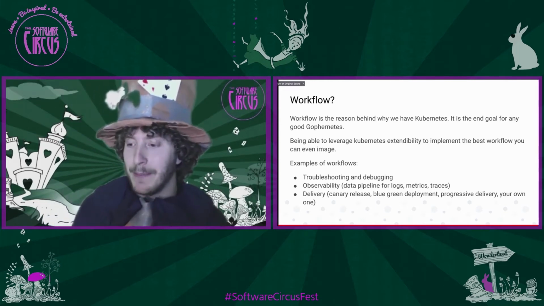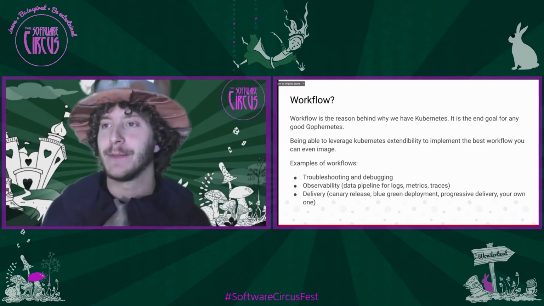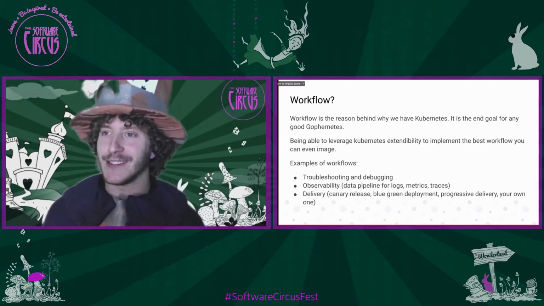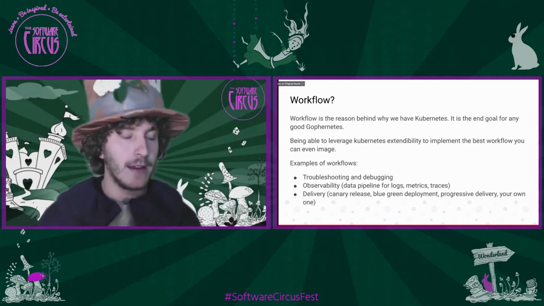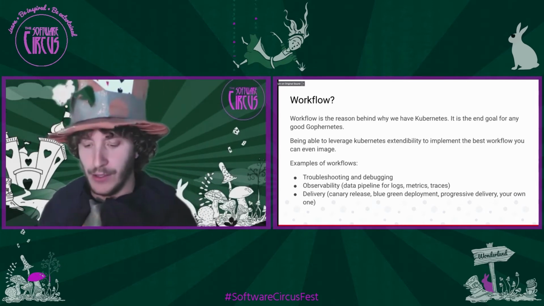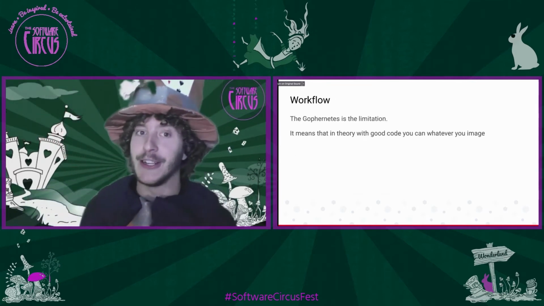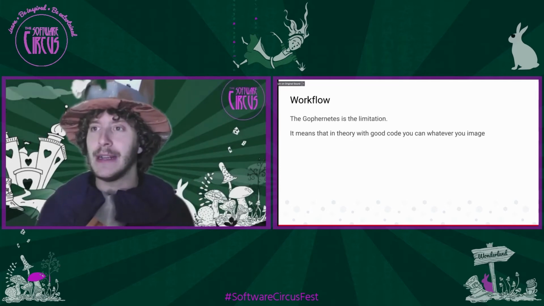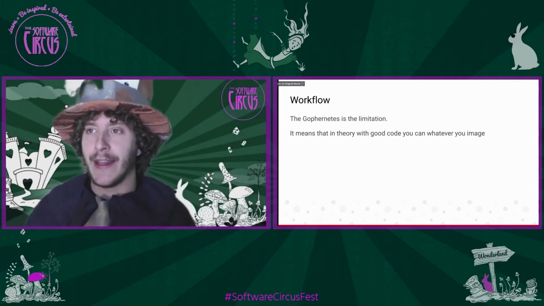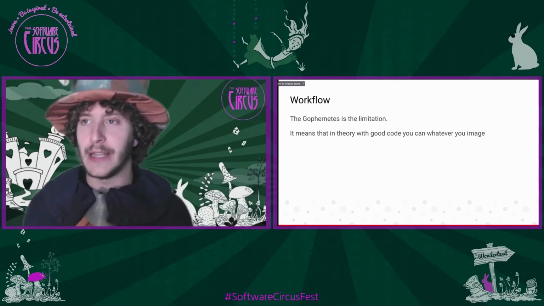So everyone wants a magic solution for their problem, and everyone refuses to believe it's magic. And that's true. There is no magic. You have to use the API, you have to use code and glue them together and make something that you are happy to use. So the Gophernetes here is the limitation. So our ability to write code that achieves and fixes the workflow that we want is the only limitation we have right now.